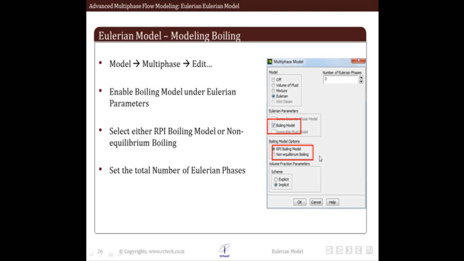There are various other details that we have to consider while modeling boiling within Fluent. We will study the entire modeling process of boiling in a different section in the coming courses. For the time being, what we will see is just how to activate the boiling model and how to select the Eulerian parameters for activating the boiling model.